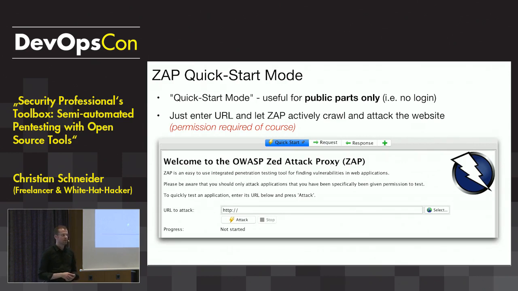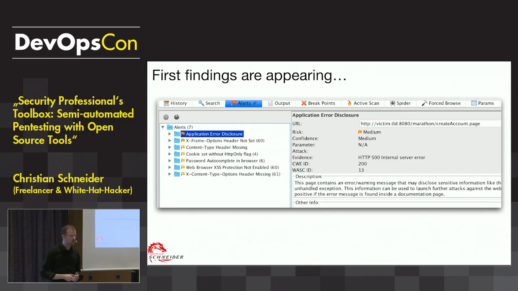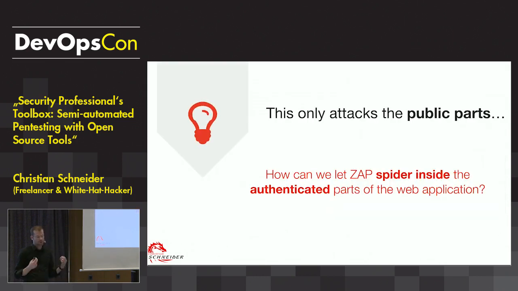There's a quick start mode available, which is, well, exactly that. You can just throw a URL into that and then wait and see what happens. But you need to have explicit permission, obviously, and it should be a test system. It's a risky thing, but it doesn't check the logged-in realm of your application. It doesn't drive into the authenticated areas. It's just scanning what it can scan on the public parts and spidering that. That's for a quick start. That's okay, but we will go beyond that. Eventually, you see some first findings from the quick start, some errors or missing headers or stuff that you can then work on. But we will go deeper.